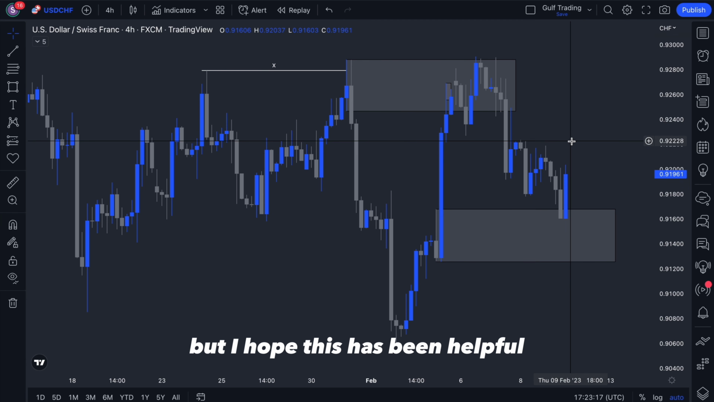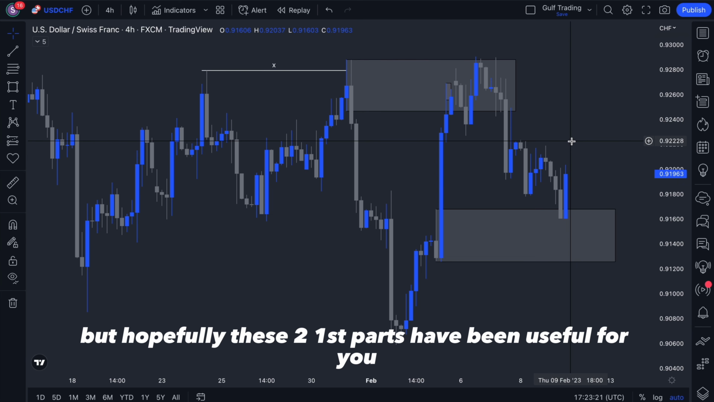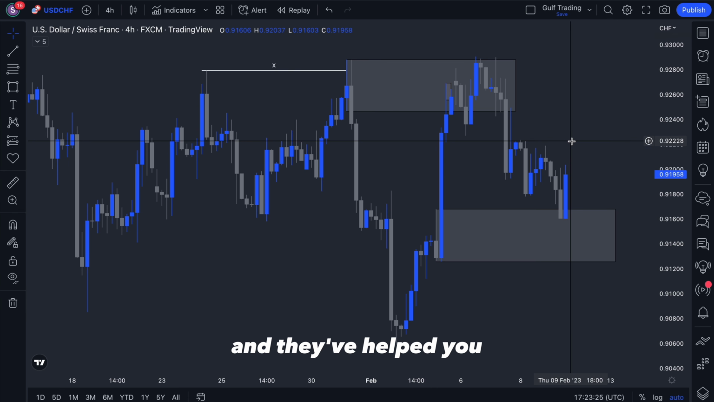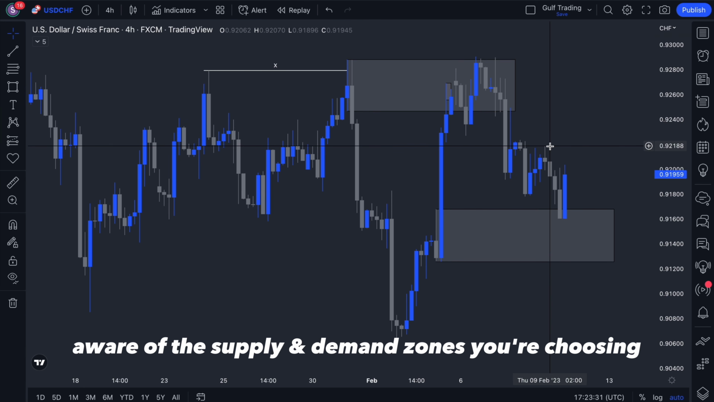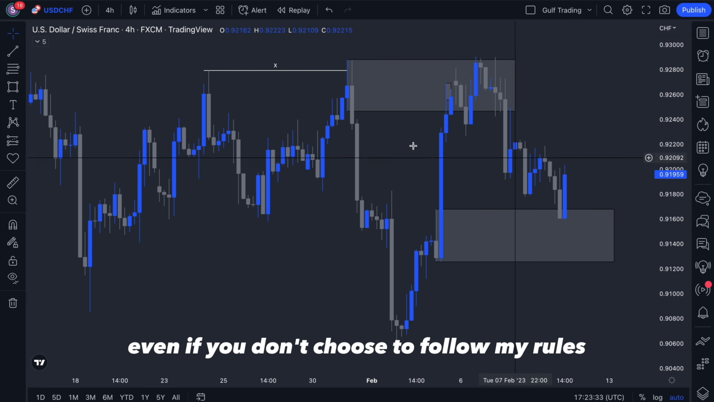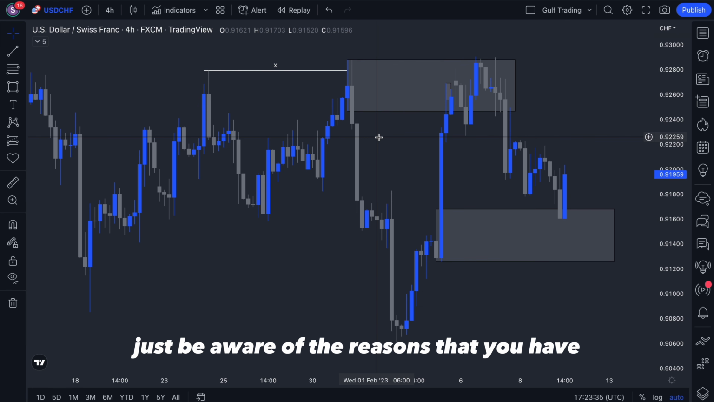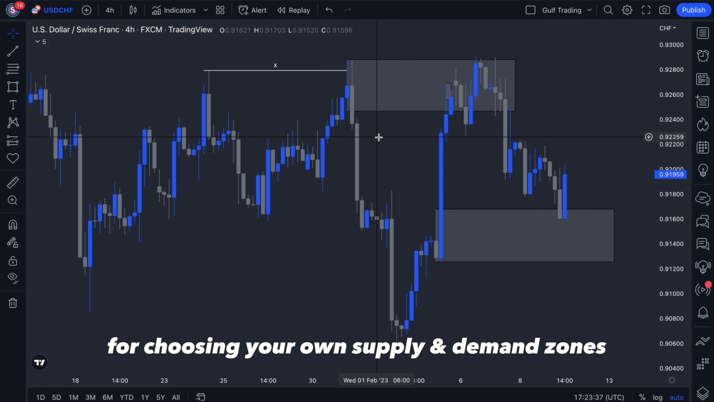But I hope this has been helpful in the second part of the series, and I'll get the third one out soon. But hopefully these two first parts have been useful for you, and they've helped you take more patience and be more aware of the supply and demand zones you're choosing and why you're choosing them. Even if you don't choose to follow my rules, just be aware of the reasons that you have for choosing your own supply and demand zones.